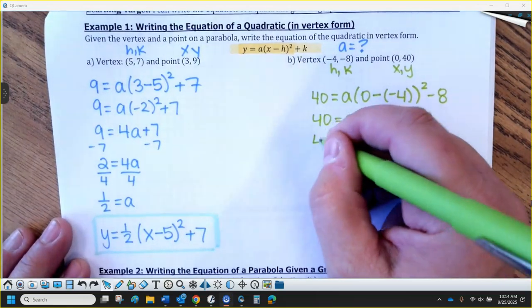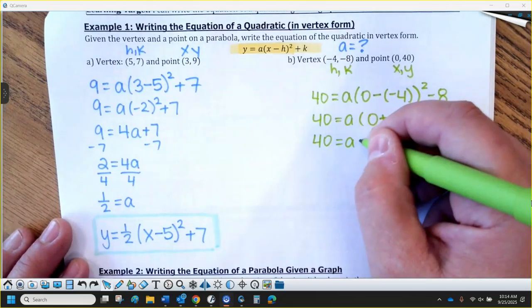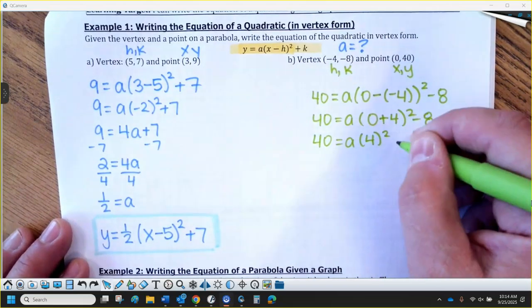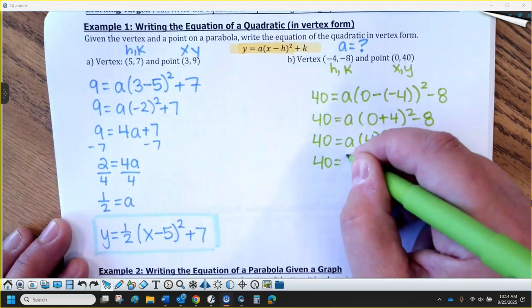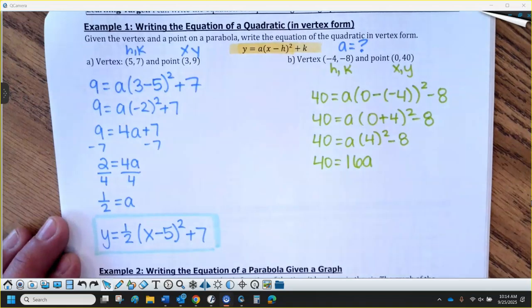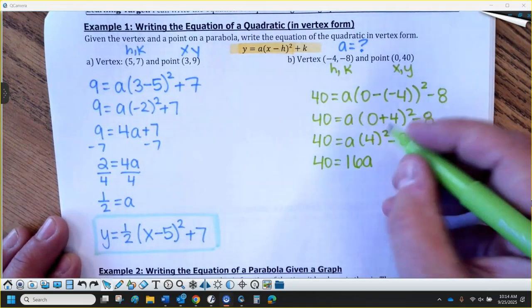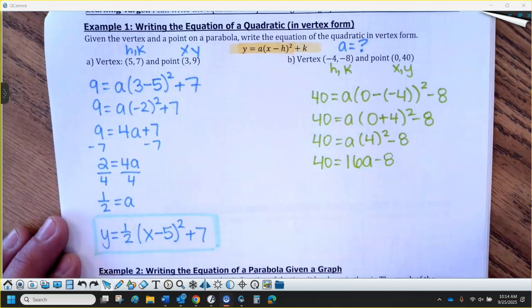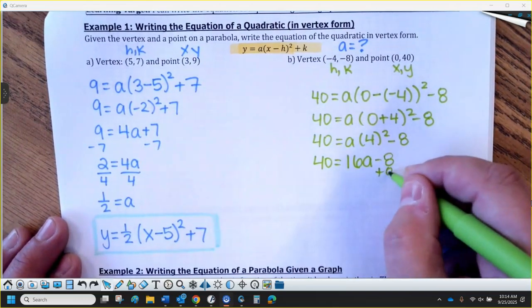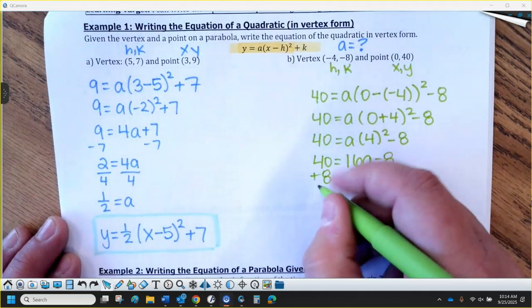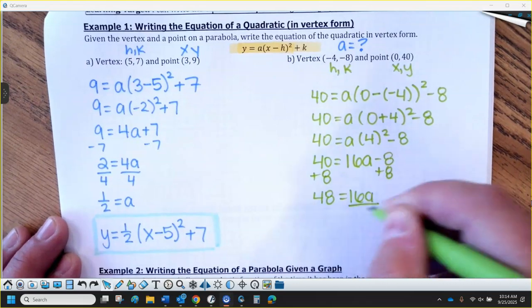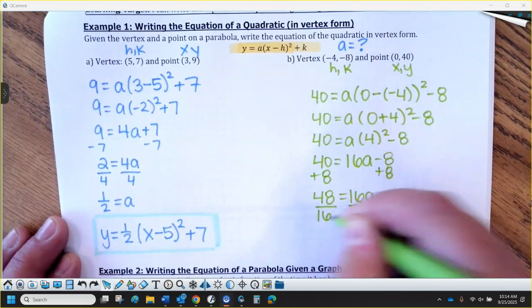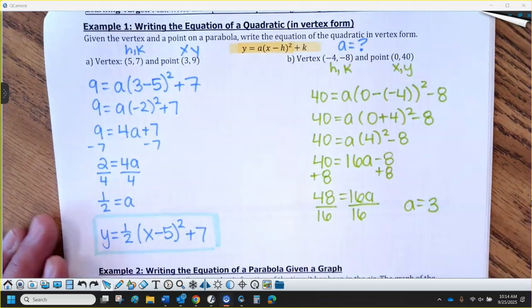Now, in this particular case, 0 plus 4 is just 4. And I got to square the 4, not the a, just the 4. What's 4 squared? 16. So I would write that first term there as 16a. Don't square the a. People always screw that up. It's just the number that gets squared, minus 8. Now, to get a alone, get rid of the 8 first. So it's negative 8. I'm going to add it to the other side. And so I would get 48 is equal to 16a. And I just need to divide by 16 real quick. So a is going to end up being 3.